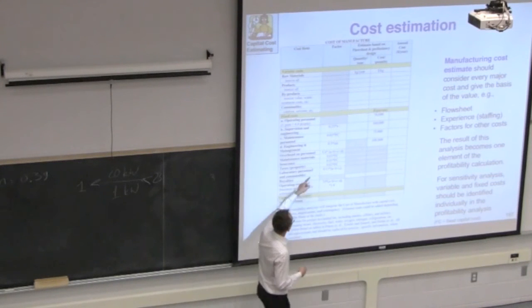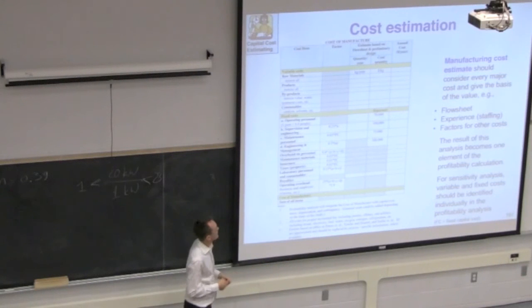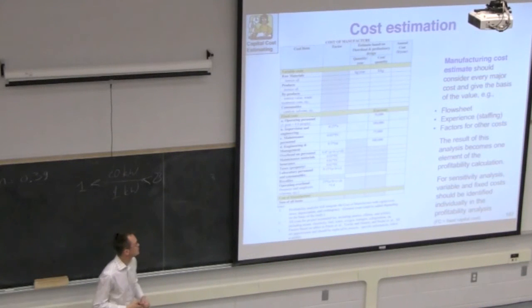There's engineering and management, so this 25 factor is probably fairly high, indicating you need one manager for every two people. Some companies that can be true.